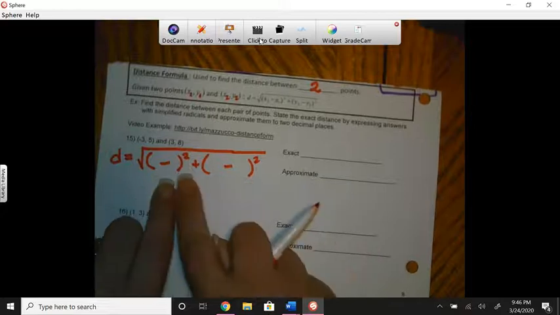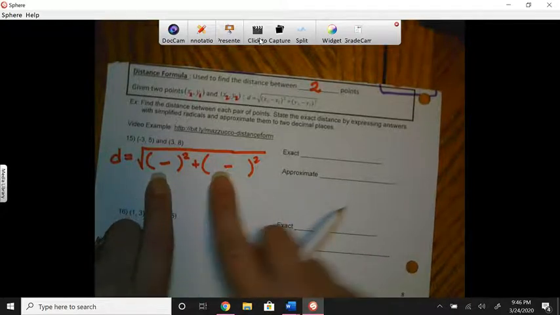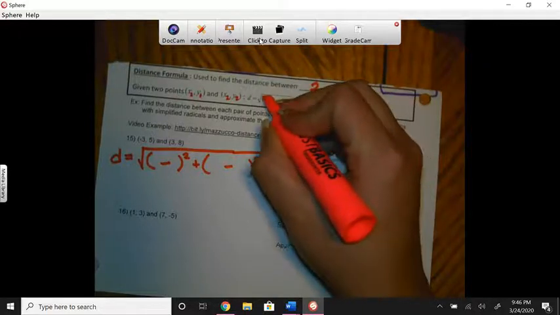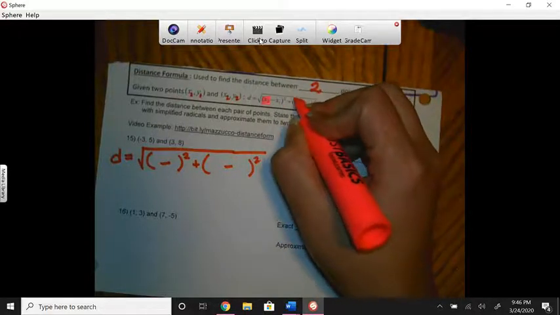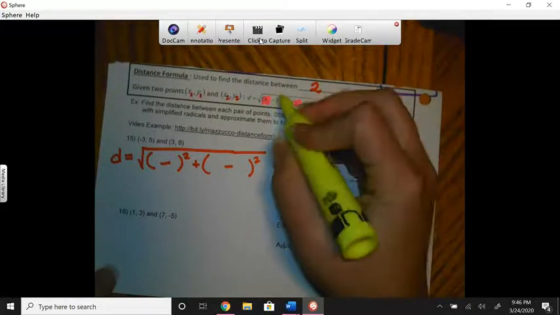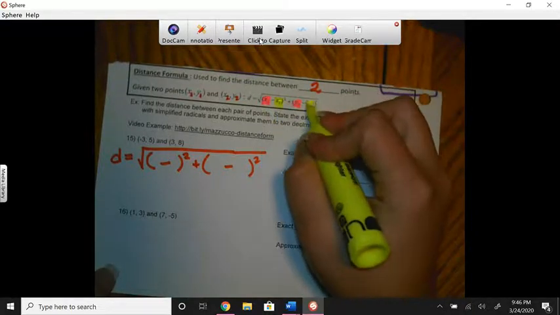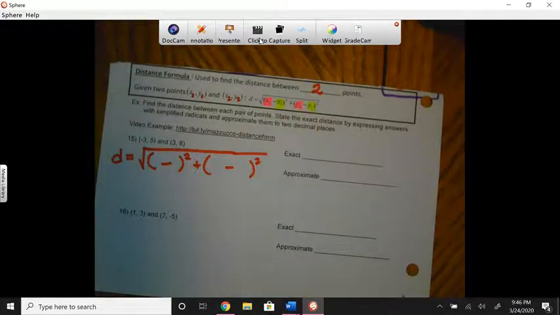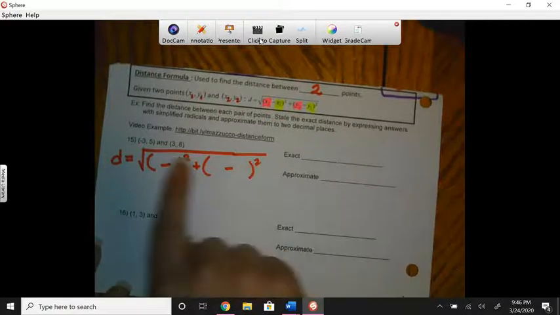This is always going to be there. We're just going to replace the x2 and the y2 and the x1 and the y1. Where I highlighted are the only 4 spots that we are going to input something. So this all stays the same.